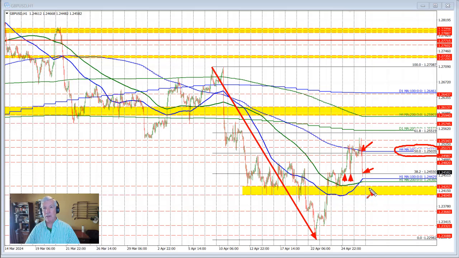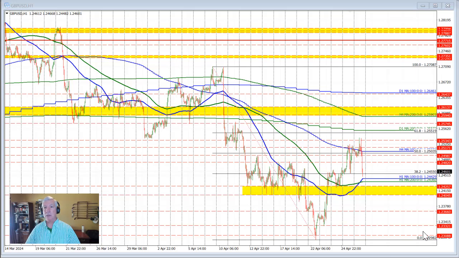But as you can see, there are two other technical levels in play. These blue and green lines represent the 100 and 200-hour moving averages between 124.36 and 124.42. We need to get below each of those levels to further increase the bearish bias on this pair. Right now, the sellers are making a play below the 38.2. We'll see if they can keep that momentum going to the downside.